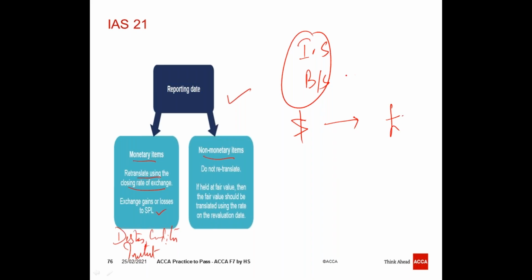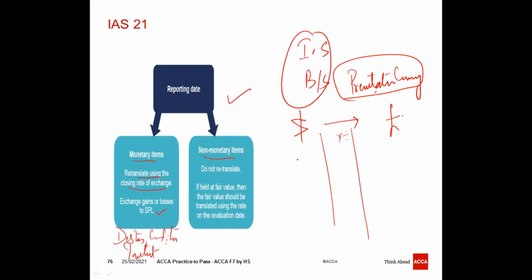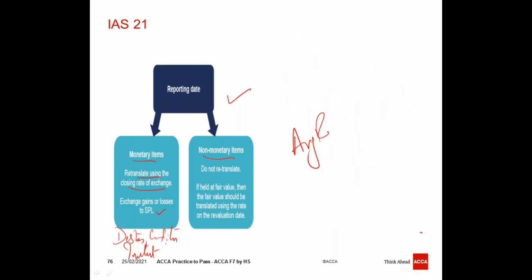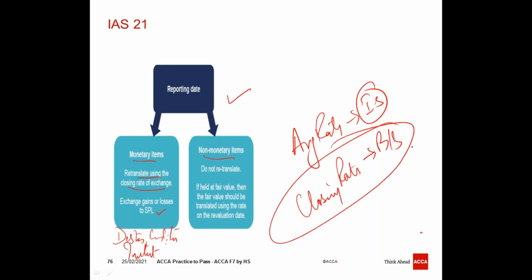IAS 21 says that you can present your financial statements in any presentation currency. You simply have to multiply or divide by a single rate, and in the Excel sheet your whole dollar financial statement will be converted into pounds. But for this conversion, you need to take average rates for income statement items, and you need to take the closing rates for balance sheet items. That is again one of the requirements of IAS 21.